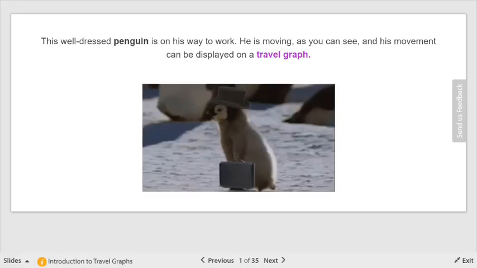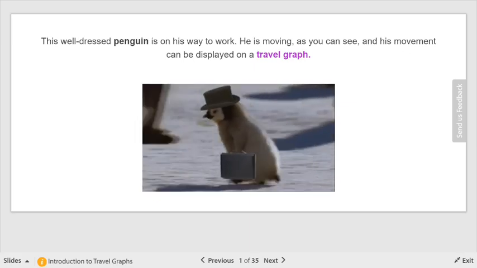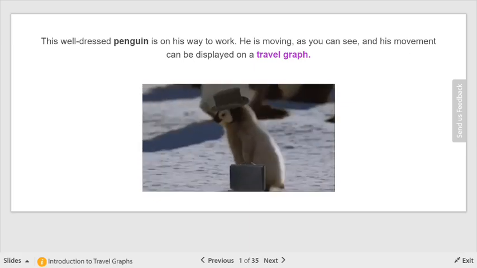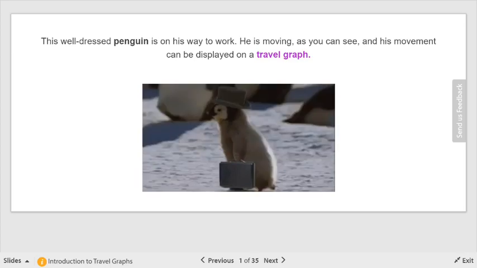All right, here we go. I don't think I've ever seen a penguin carrying a briefcase, but oh well. Top hat, yeah, but not a briefcase.